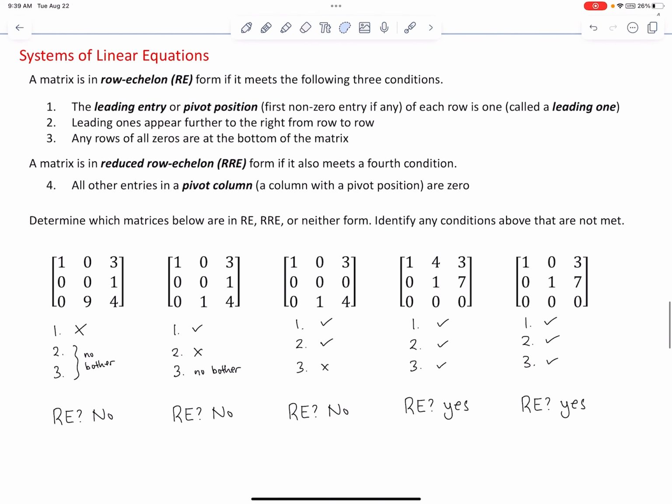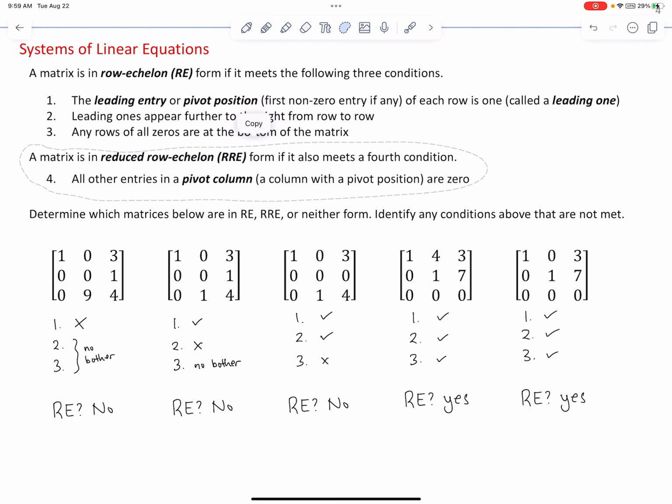Okay, let's continue to look at what is said up here, reading this portion right here. A matrix is in reduced row echelon form, we'll say RRE, if it also meets a 4th condition. And that 4th condition is all other entries in a pivot column. Now, a pivot column is a column with a pivot position in it. And all other entries in a pivot column are 0. So that's referring to, other than the pivot position itself, all the other entries in that column must be 0 in order to satisfy condition 4.